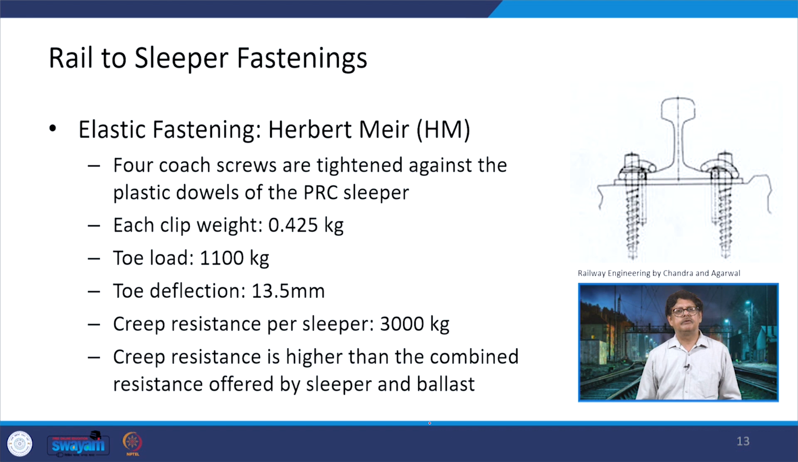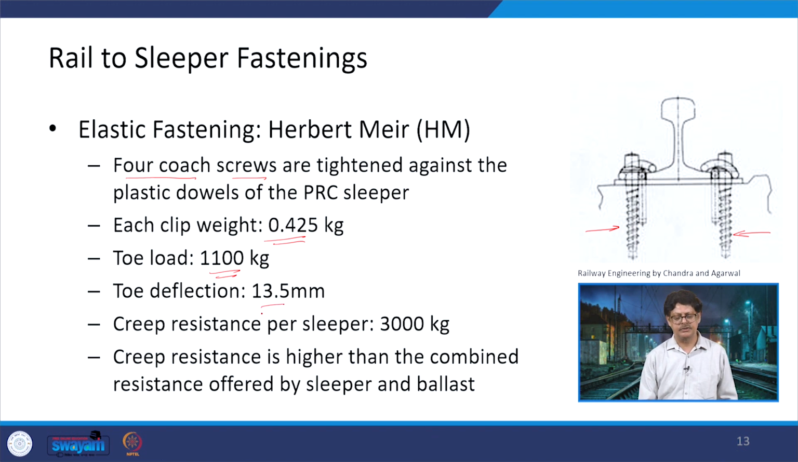There is another type of elastic fastenings which is known as HM elastic fastenings, or Herbert Meyer as a name for this type of fastenings. So, it has 4 coach screws and these are tightened against the plastic dowels of the PRC sleeper. So, we have the screws and they have been inserted. Then each clip weighs only 0.4 to 0.5 kg. The toe load is still high at 1100 kgs.